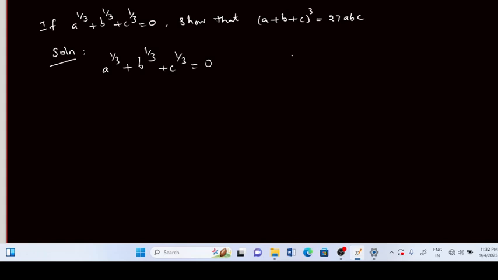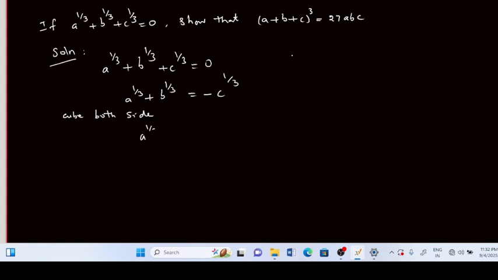Any one of the left hand side terms we bring to the right hand side: a^(1/3) + b^(1/3). The last term, if you bring it to the right hand side, can be written as minus c^(1/3). Now we cube both sides.